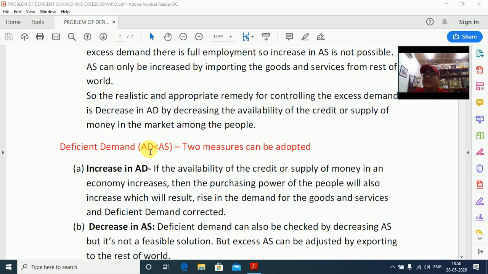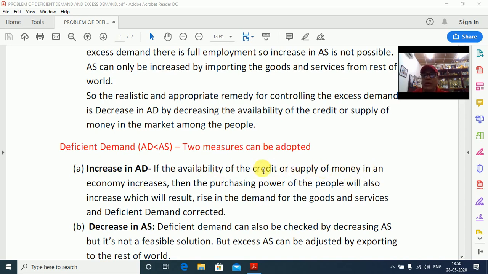Aggregate demand is less. So if we have to correct deficient demand, let us increase aggregate demand. How can we increase aggregate demand? How can we increase the demand for goods and services? Let us make more credit available in the market. Let us make more supply of money in the economy.